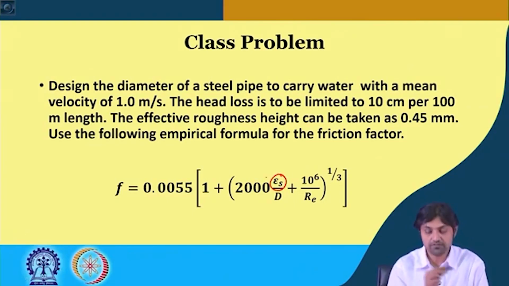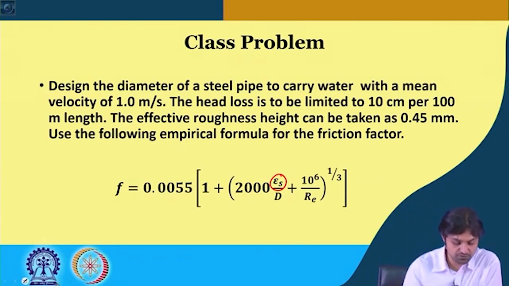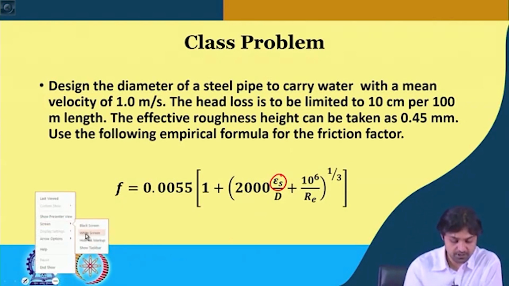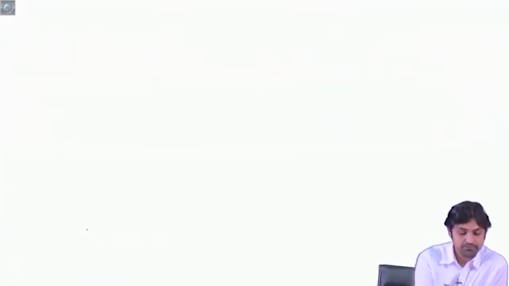So f we can calculate. We have been given the functional dependence of f. How to find out f? So it's a pretty simple problem. If we are given f, we just need to follow the basic steps. How do we solve this problem?